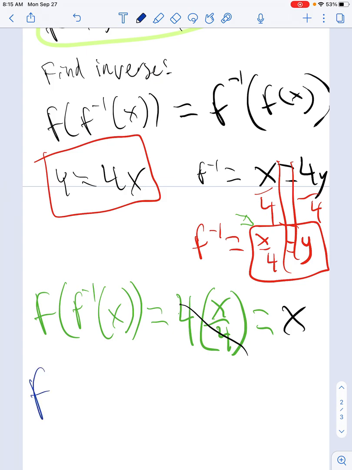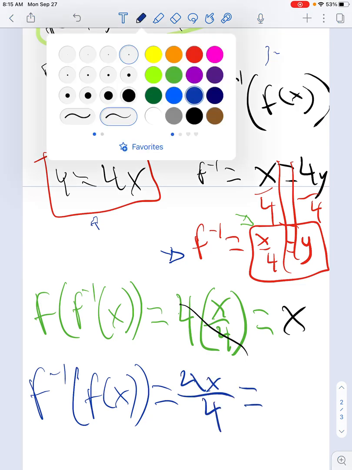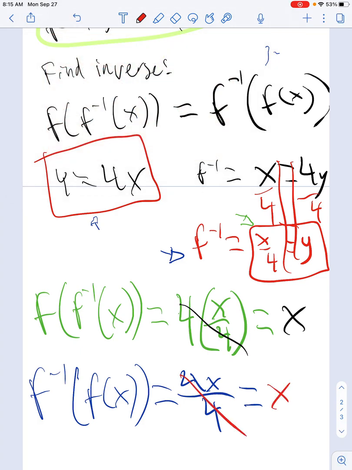Now I need to do the same thing with my inverse. So take my inverse function, the inverse of f of x, which is the function we just found right here. Every time I see an x, I write 4x, so it's 4x over 4. Again, 4 divided by 4 cancels out, so we're left with x. So we verified that we got the same answer both times. So yes, these two functions are inverses of each other.